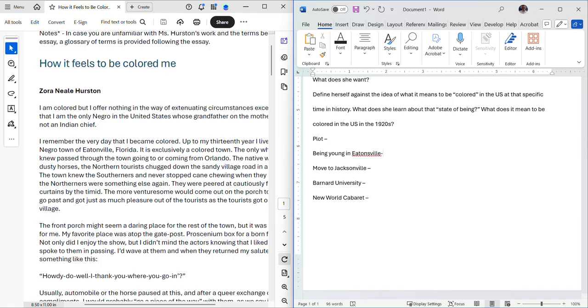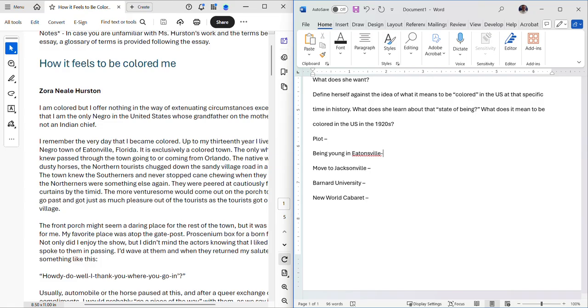And then moving to Jacksonville to go to school, where she suddenly is the little colored girl, right? And then Barnard University, where she is surrounded by white intellectuals and white middle class people who really emphasize her difference, coming from a more poor background in Florida. Not just her difference of being colored, but her difference of being in the South.